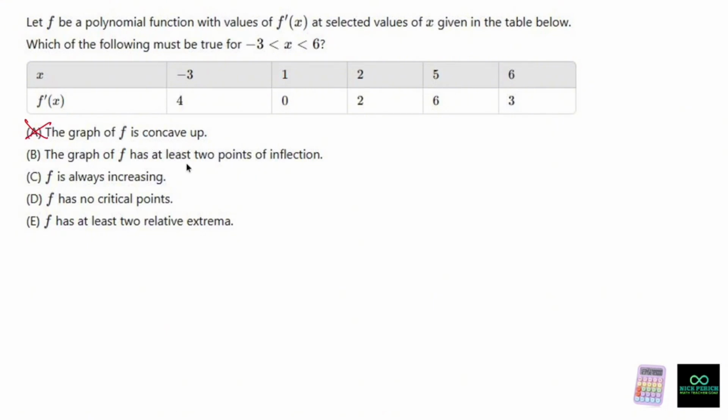The graph of f has at least 2 points of inflection. All right. Well, looking at what I have, it looks like f prime changes direction twice.